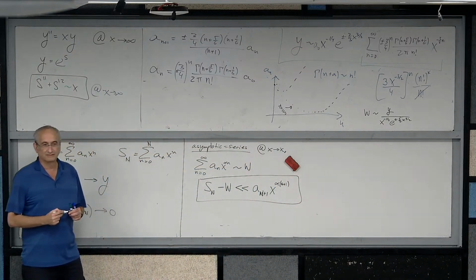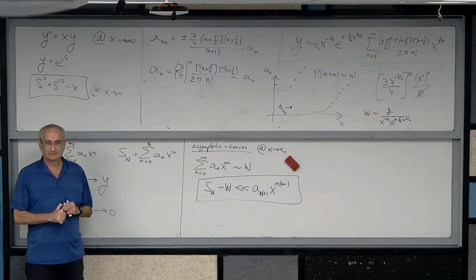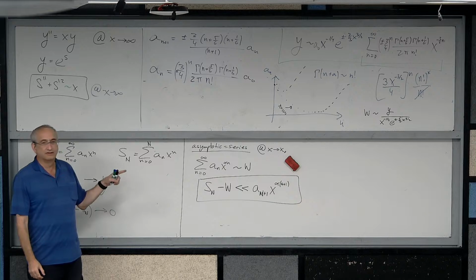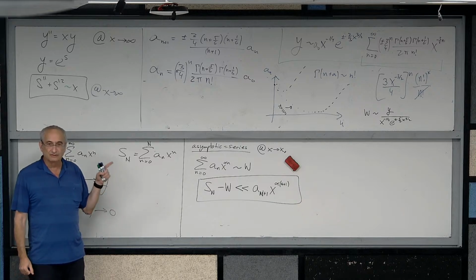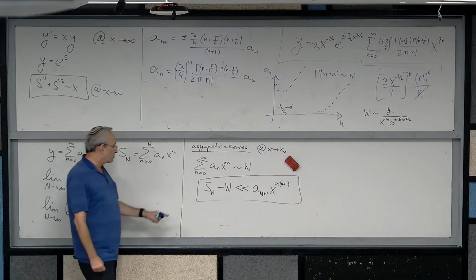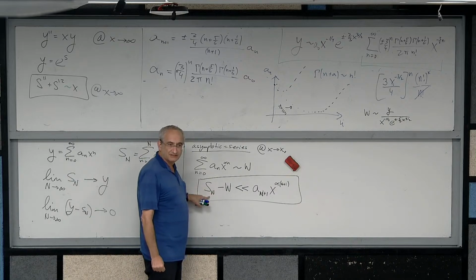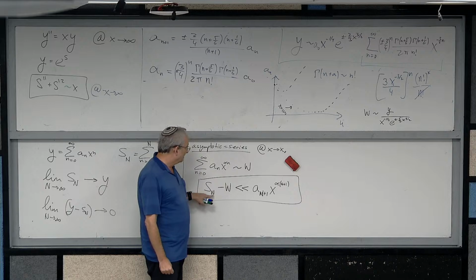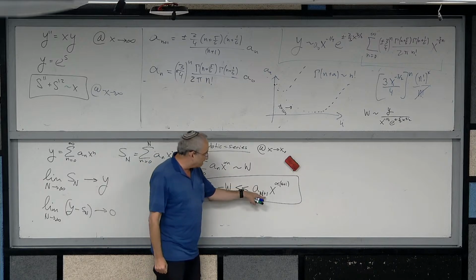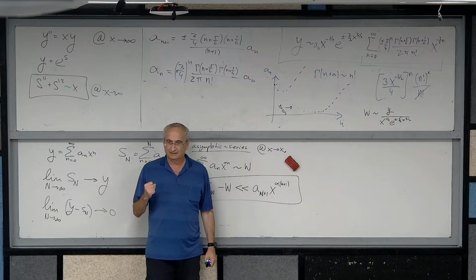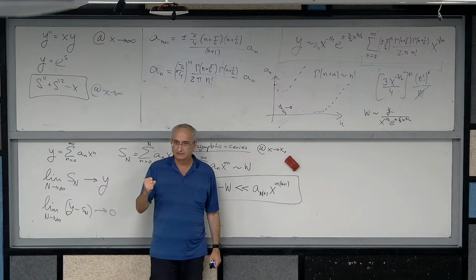That's the important thing. See? As x goes to infinity, the distance between the partial sum and the correct result is negligible with respect to the next term in the series. This is an asymptotic series, as a definition of an asymptotic series.